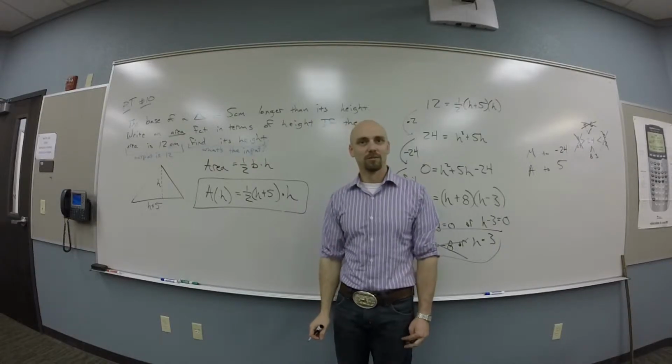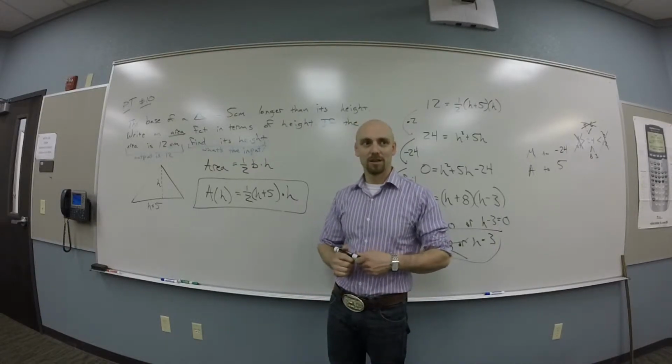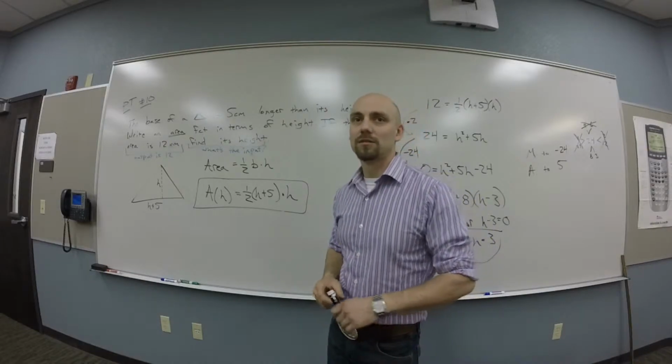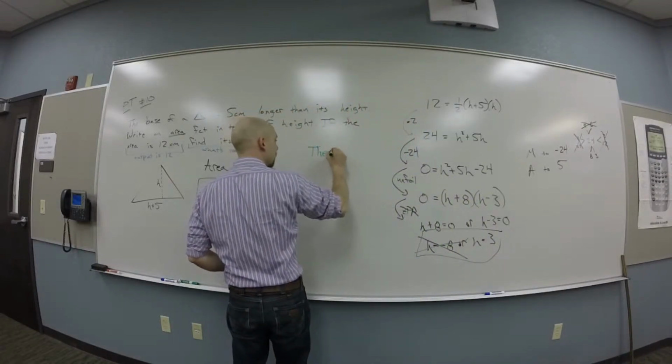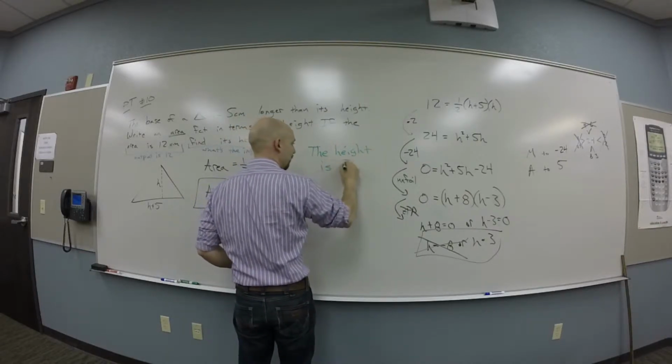Cool. What do I write? Am I done? Circle H is 3? The triangle's height is 3 centimeters. Yeah. The height of the triangle is 3 centimeters. So we should write that in like human speech. The height is 3 centimeters.